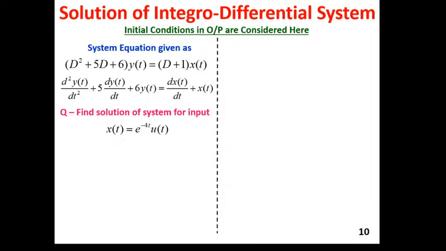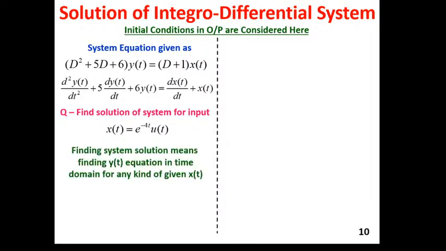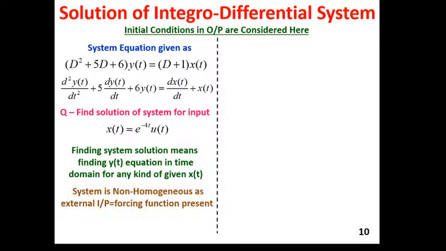What is meant by finding the solution of the system or of the differential equation? Finding the system solution means finding the time domain equation of yt for the given xt. So xt is e raised to minus 4t ut. We are supposed to find what the yt equation in time domain is going to be, as given at the top left of the screen. So this is the problem statement. One thing further has to be mentioned: when we are solving this equation, I will tell you the input conditions, and with respect to that we have to find the solution of the system. Now the system is non-homogeneous as an external or forcing function is present. What is the forcing function?